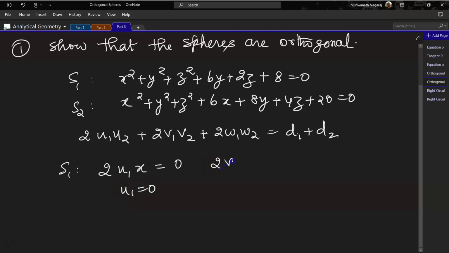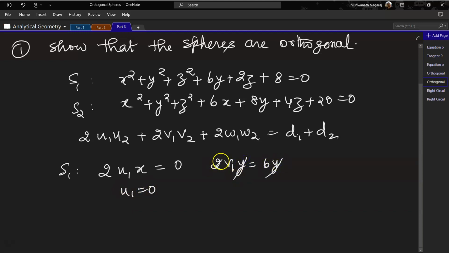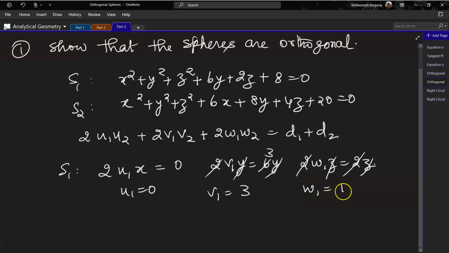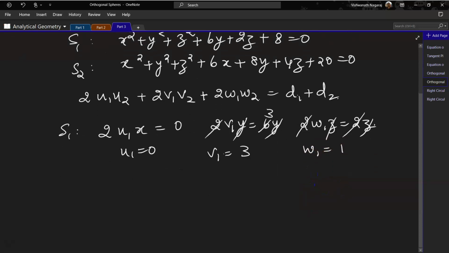Now 2 v1 y is equal to 6y, y gone, 2 to 3. So which means v1 equal to 3. And similarly 2 w1 z is equal to 2z. So z gone, 2 gone, that means w1 is equal to 1. So we have got u1, v1 and w1.